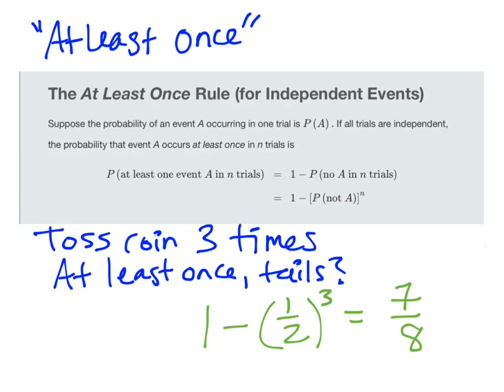Now if you are dealing with dependent events, you can use a modification of this formula. You would just need to play around with this probability of not getting A in n trials. It wouldn't necessarily be the same number to an exponent. Your number might change in that case, but you could still use this 1 minus idea from this formula.